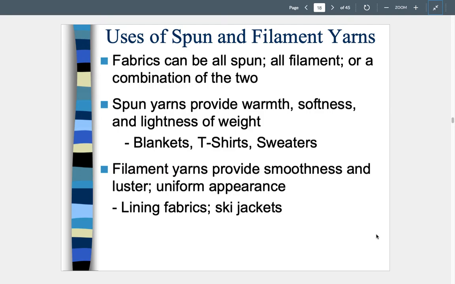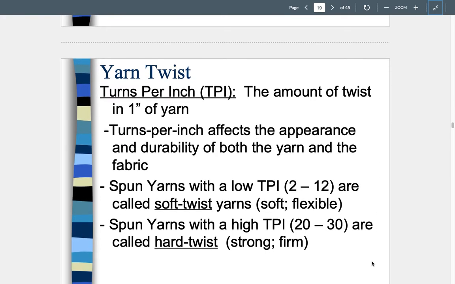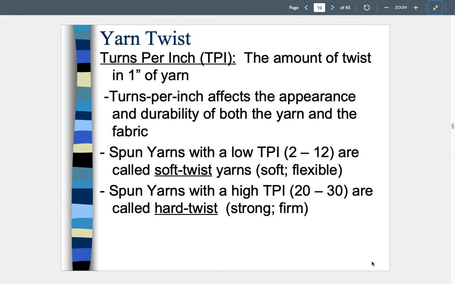Filament yarns provide smoothness and luster and a uniform appearance, as well as that strength. So lining fabric, ski jackets, rope, cording, hammock material, upholstery material, things where you're going to want strength, filament yarns made from filament fibers are often the better choice. Okay. Now we're going to talk about yarn twist.